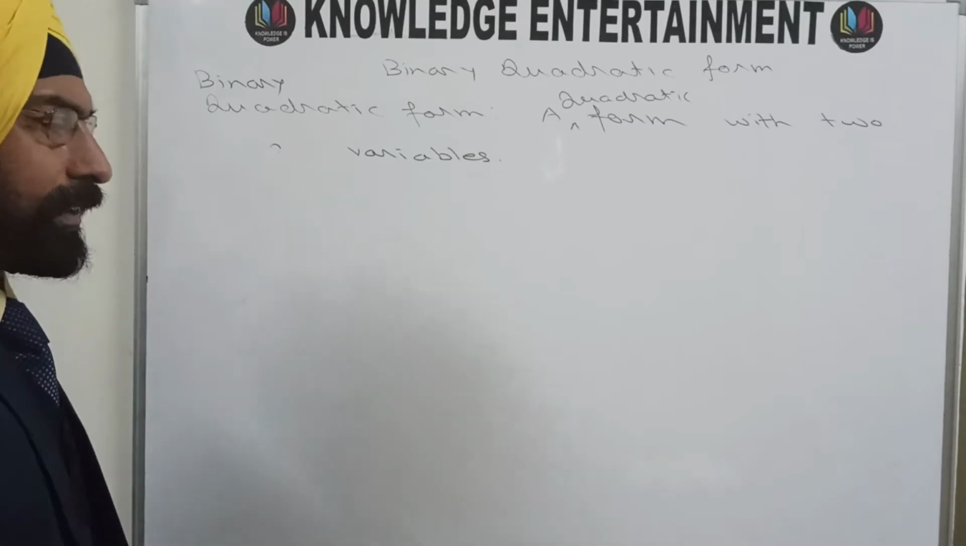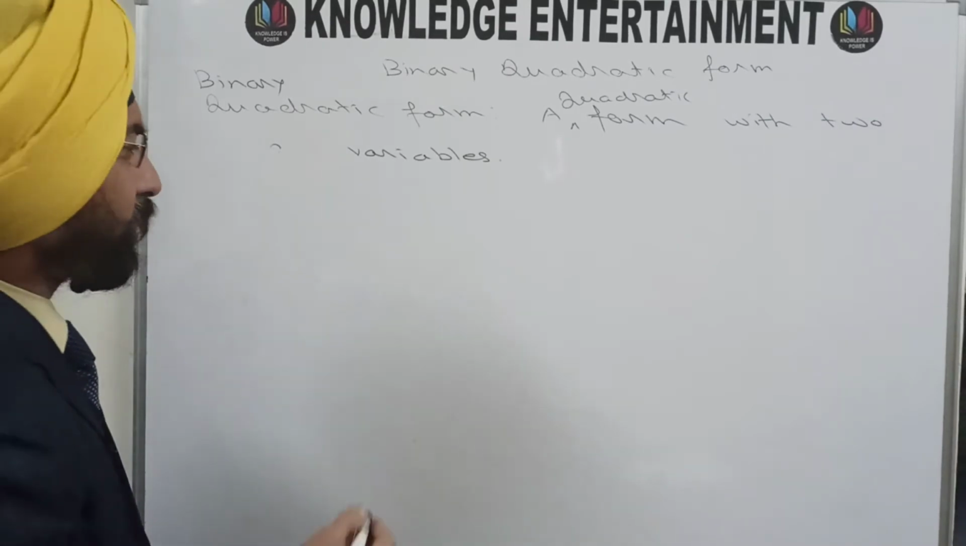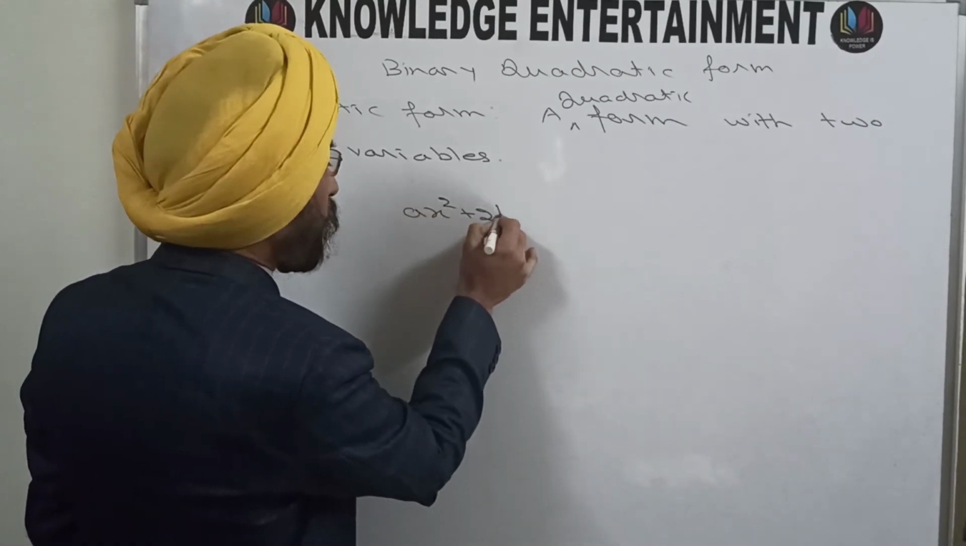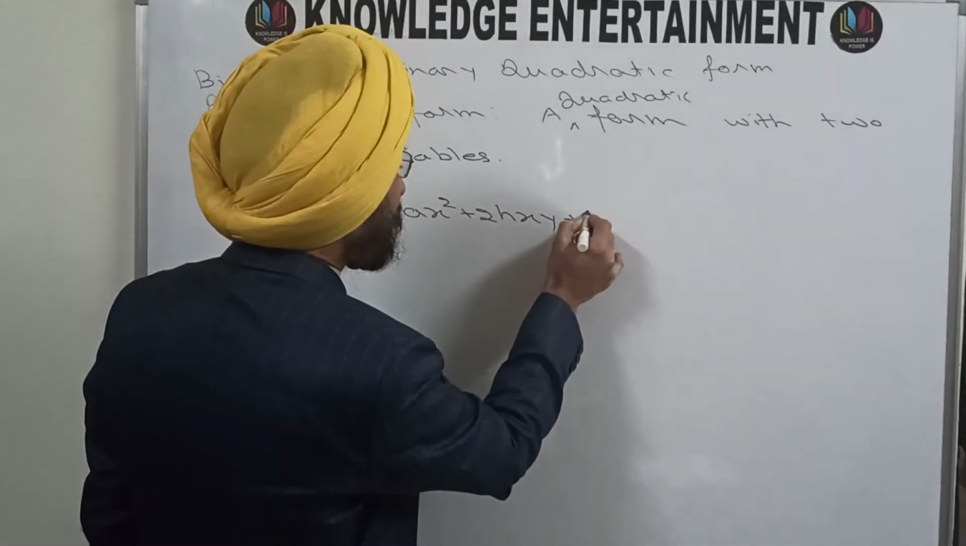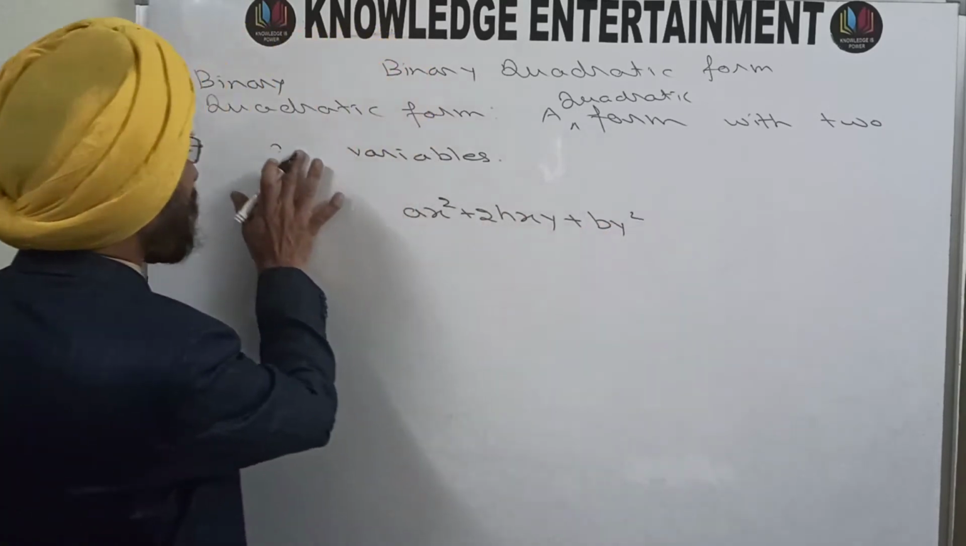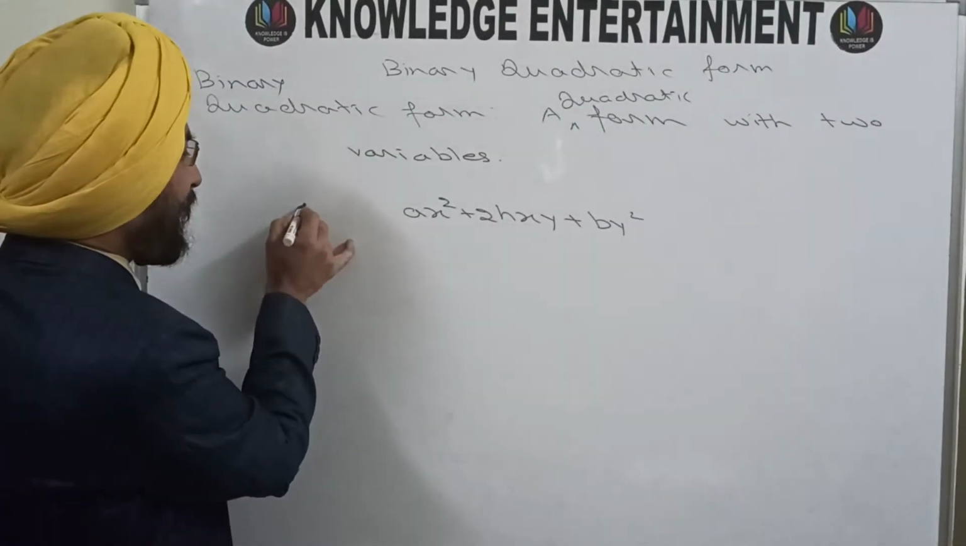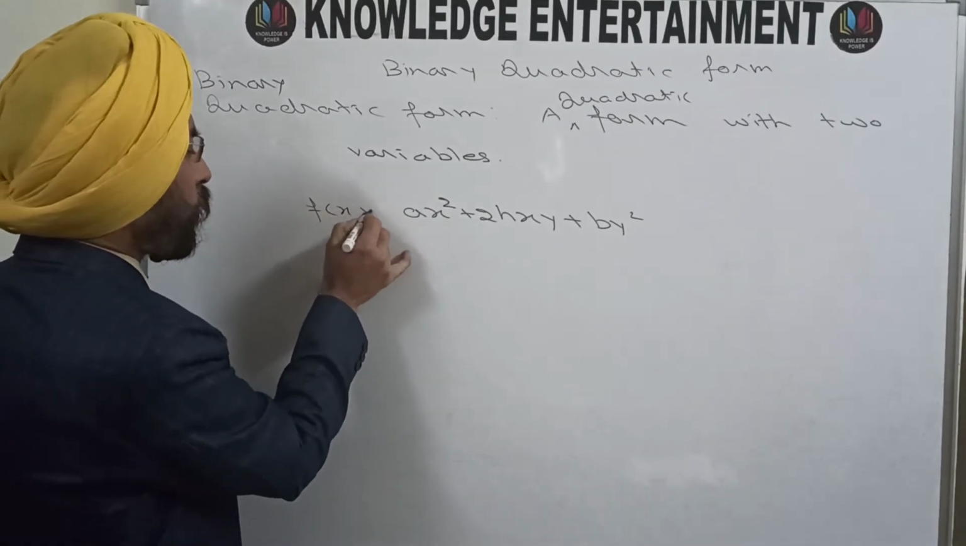For example, the standard form of the binary quadratic form is ax square plus 2hxy plus by square. This is the standard form of binary quadratic form. So we write it as f(x, y).